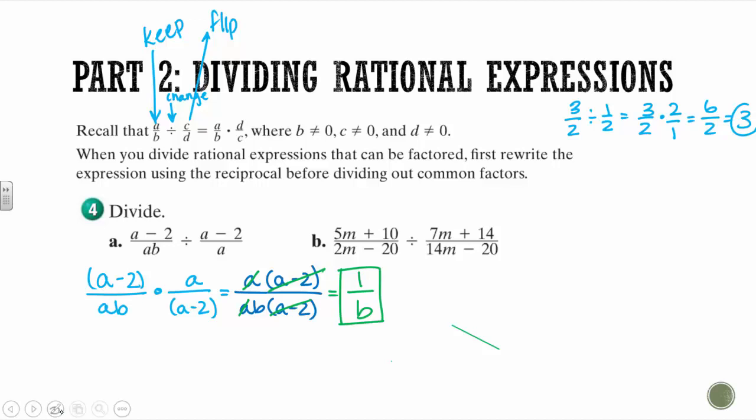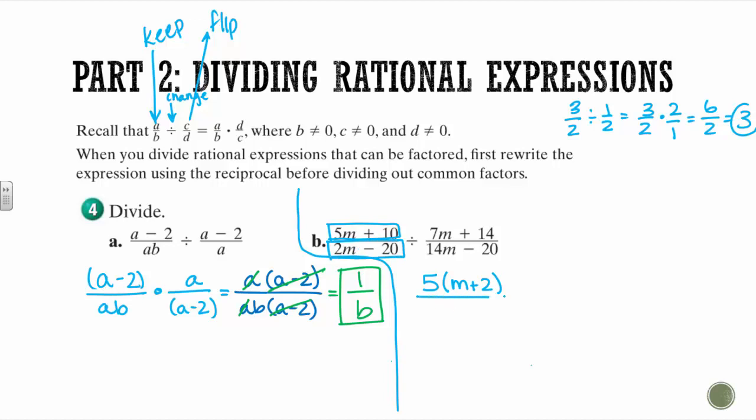So now the next one. And remember, there's a bunch of different ways to do these problems. I like to simplify stuff first if I can. So when I look at this top one here, 5m plus 10, I notice that they have a 5 in common, so I'm going to factor that out. And this bottom part here, I notice they have a 2 in common, so I'm going to factor that out.